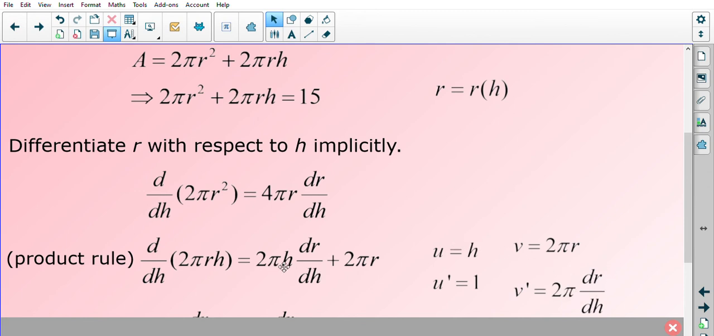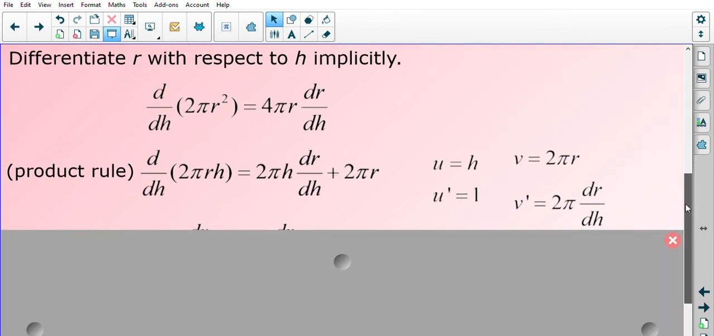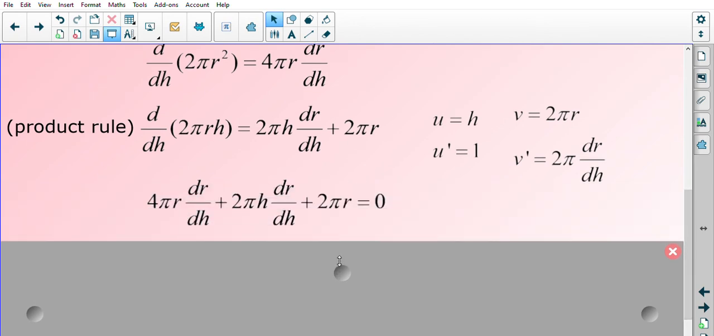Using the product rule, uv dash, it's going to be h times 2 pi dr by dh, so I've got 2 pi h dr by dh, plus vu dash, so it's 2 pi r times 1, which is just 2 pi r. That's what the product rule gives me. So when I differentiate the second part, I get that. If I differentiate 15, that goes to 0. Putting this all together, this is what I've got once I differentiate.